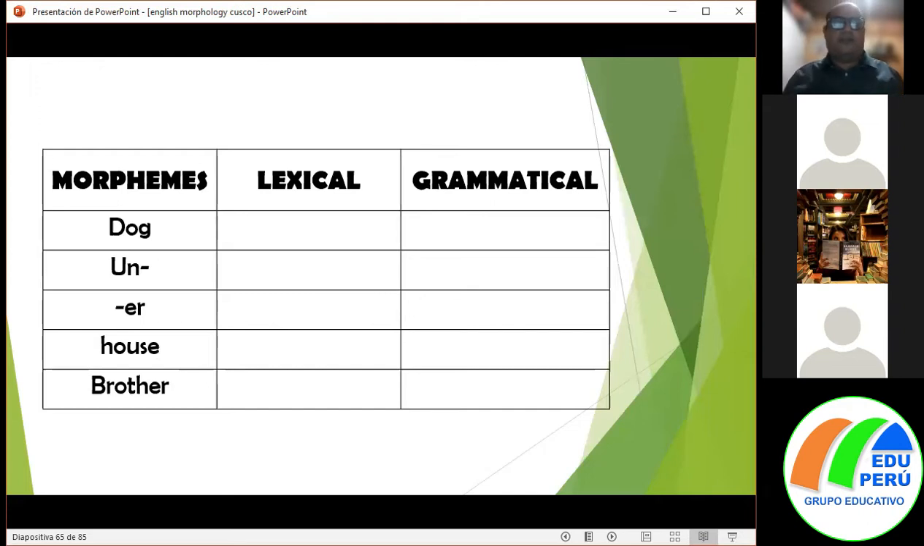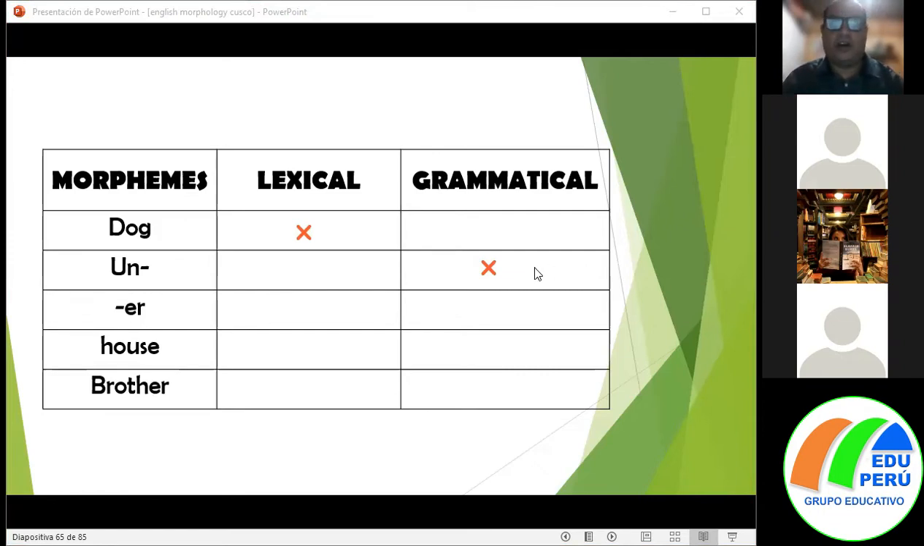For example, here you have dog. Is dog lexical or grammatical? Lexical. That's it. Dog has a definition. And an? Grammatical. Exactly, this is a grammatical morpheme. Notice, dog is a lexical morpheme or lexeme. An is a grammatical morpheme, or just morpheme. We cannot call it a lexeme because it's not a lexeme. It has just a grammatical function.